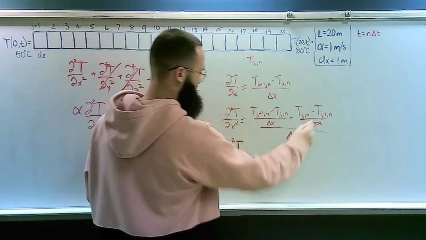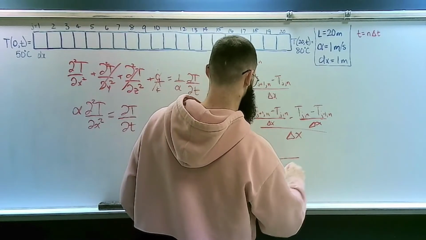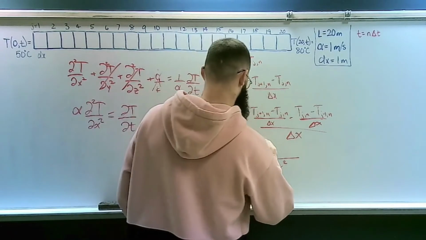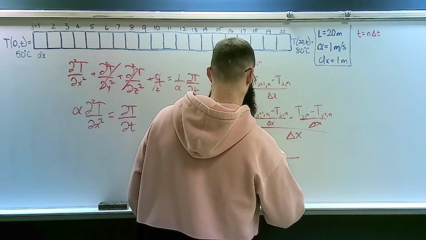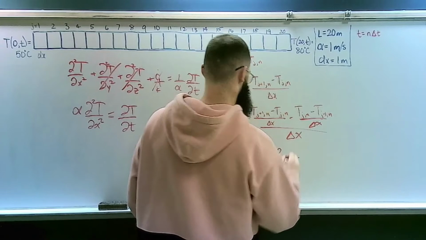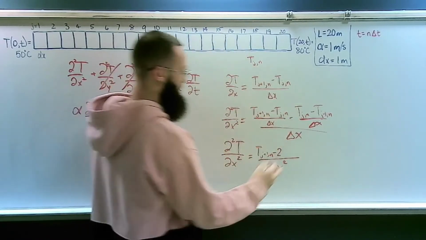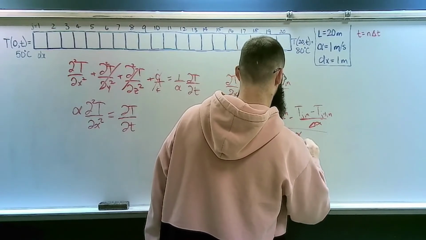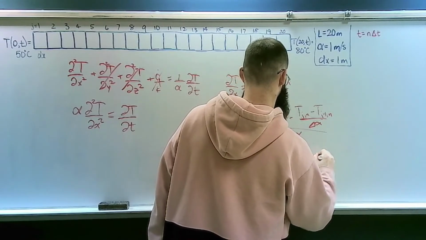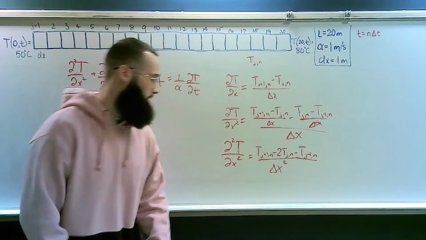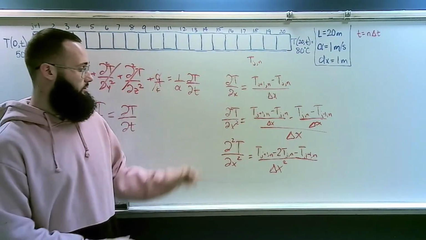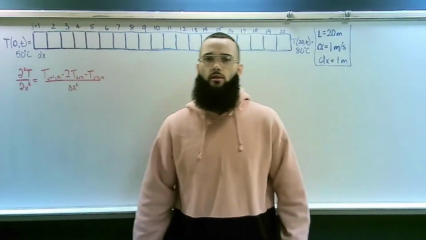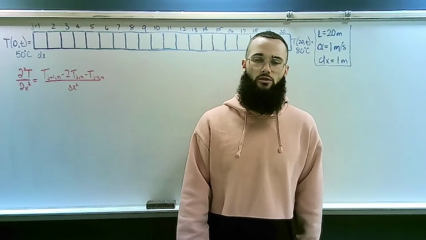We know we can combine these delta x's, so everything is going to be over delta x squared, and we'll have 1 T j plus 1, n, two of these T j, n's, and 1 T j minus 1, n. And so this will be the expression that we use for the second derivative of temperature as it relates to the position x.